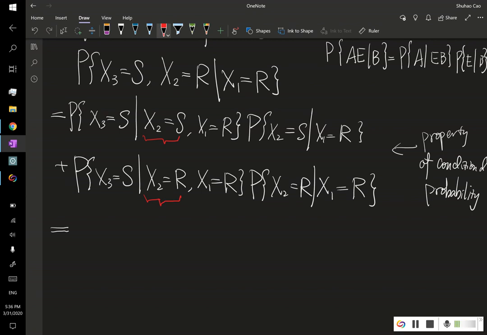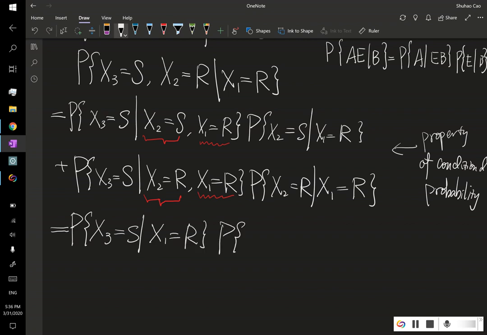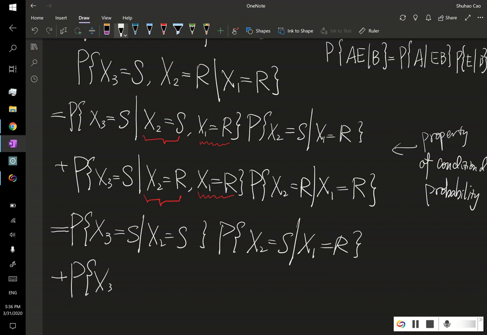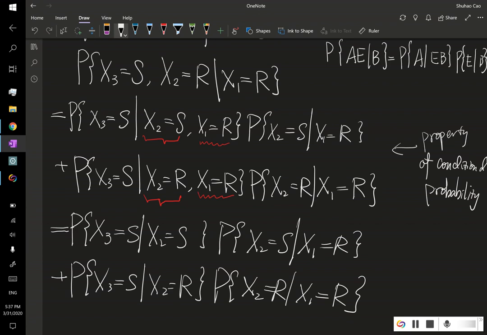Okay, so next, this step we're going to use the Markovian property, in that X3 only depends on what happens at X2. Here X1 doesn't matter. So right here, we use the Markovian property. So this should be: X3 is S given X2 is S, times X2 is S given X1 is R, plus X3 is S given X2 is R, times X2 is R given X1 is R. All right.